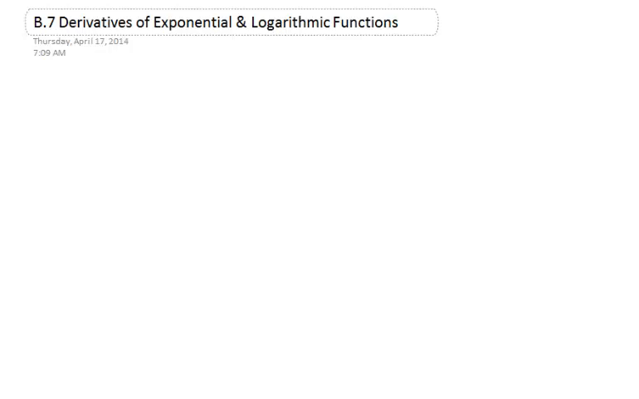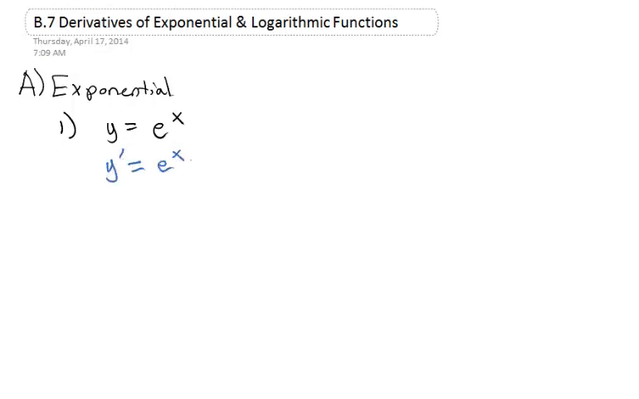So today, looking at the derivatives of exponential and logarithmic functions, the first one we're looking at is going to be the exponential. And the first type of exponential function we're going to look at is y equals e to the x. This is my favorite derivative of all because the derivative of e to the x is simply e to the x.